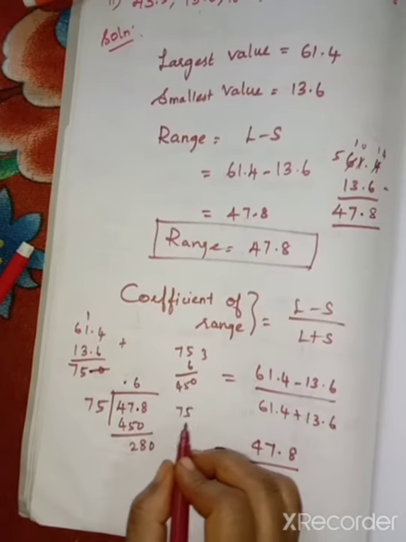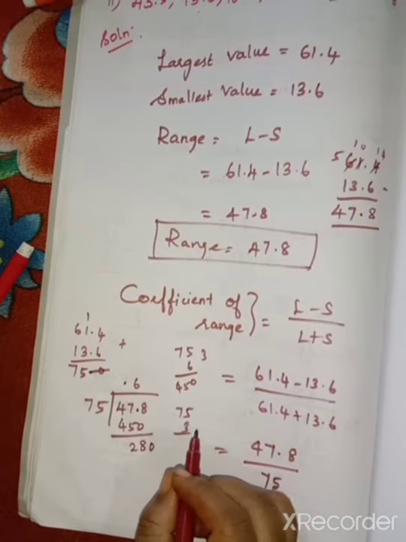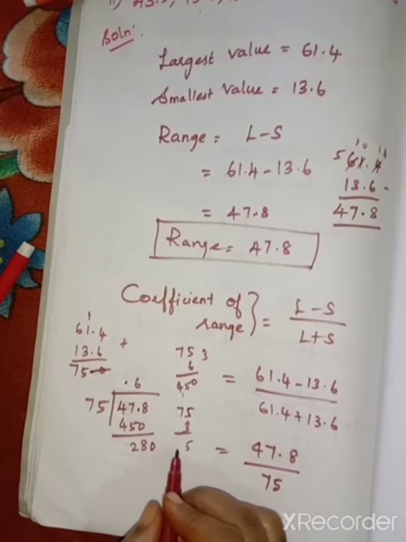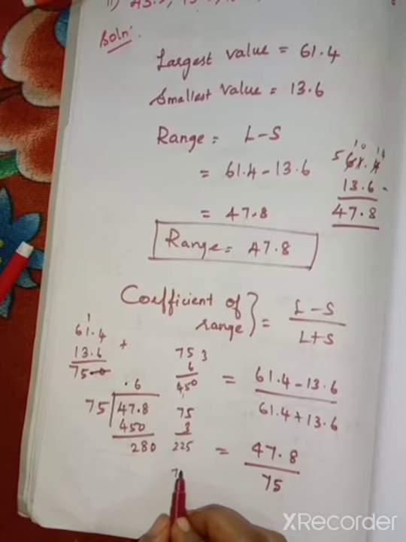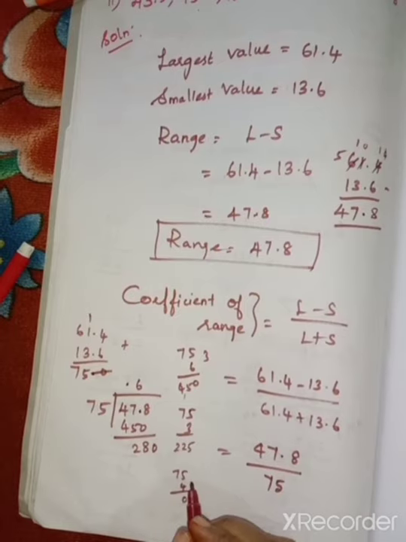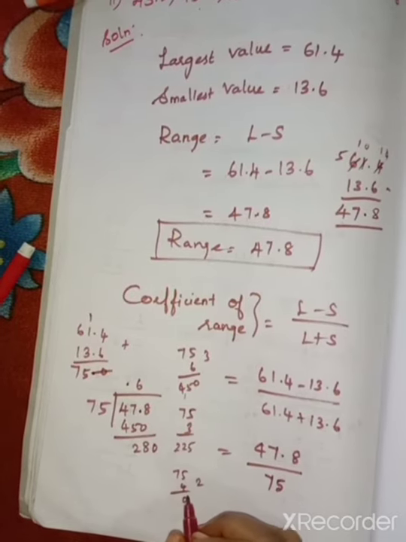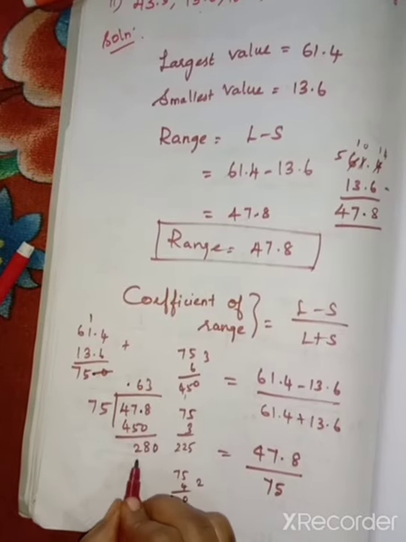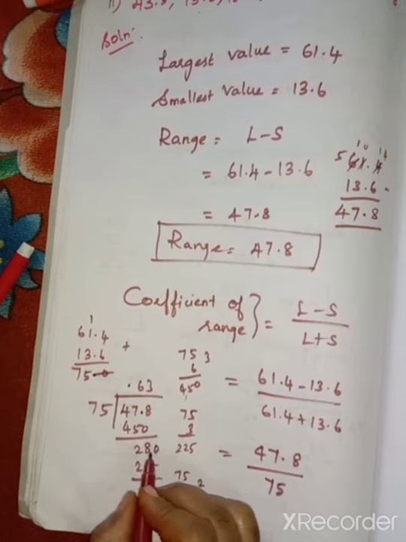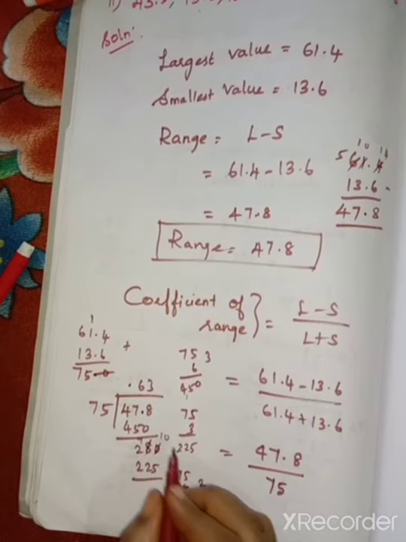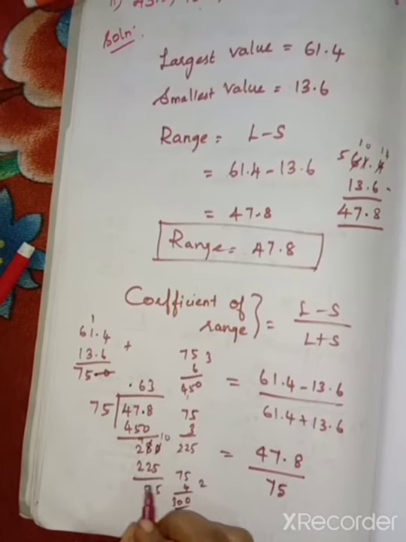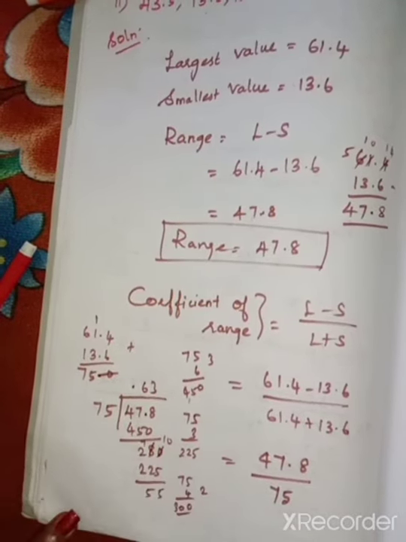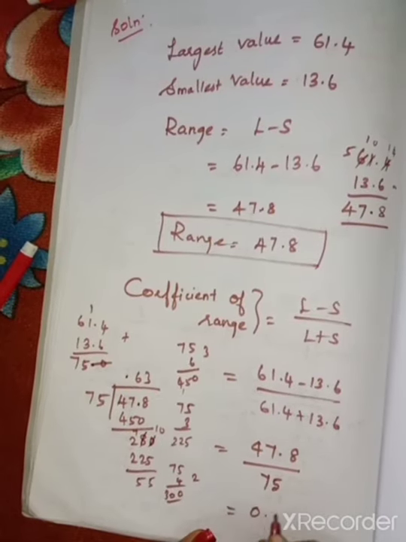280. So 75 multiplied by 3: 3 fives are 15, balance 1; 7 threes are 21, 21 plus 1 is 22. If you multiply with 4 it will be greater: 4 fives are 20, remaining 2; 7 fours are 28, 28 plus 2 is 30. So we can take 3. So 225. If you subtract, it will be 55, and it will go on. After the decimal we find a 2-digit number, so the value is 0.63.